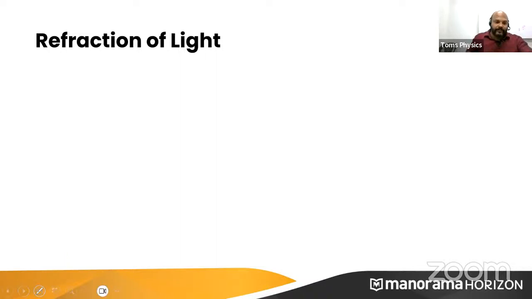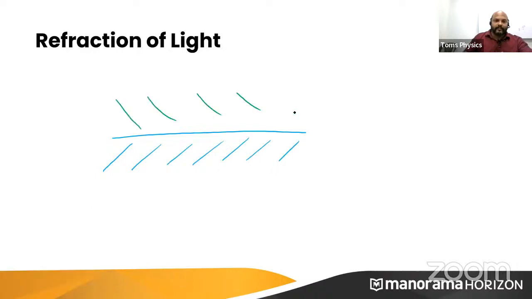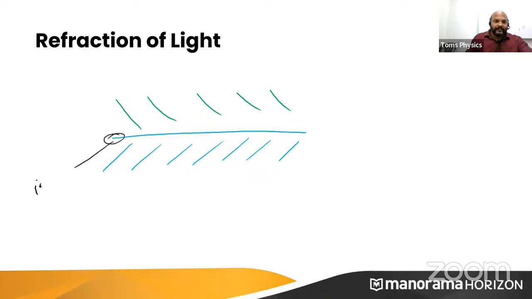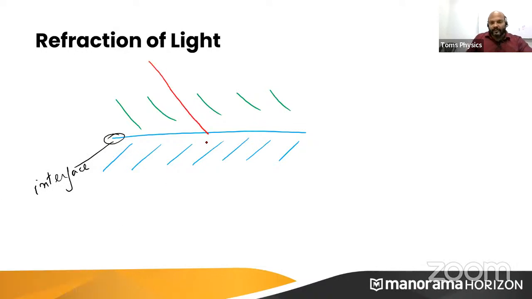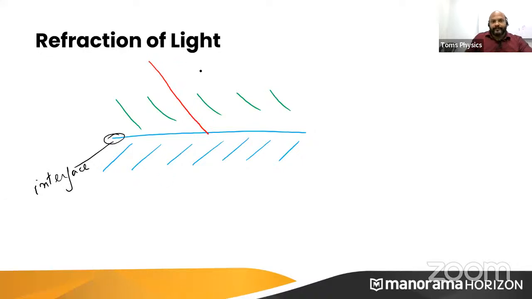So again, let's draw a simple diagram and revise this concept. Here we have one material, and here we have another material. And the boundary between these two materials, this is known as our interface, right? So this is where one medium changes into another medium. Let's say that we have an incident beam of light. So we have a beam of light coming in like this. This is the point of incidence. I will draw a normal here.